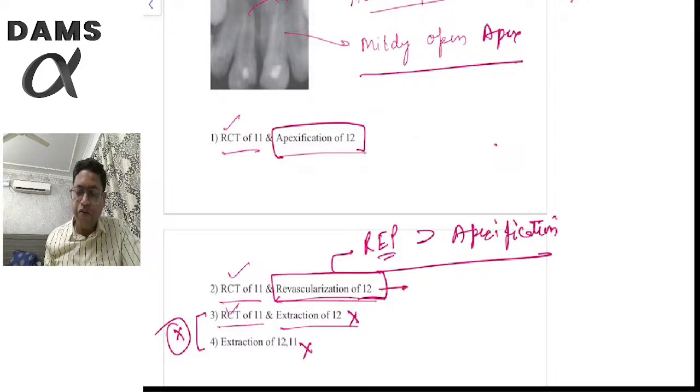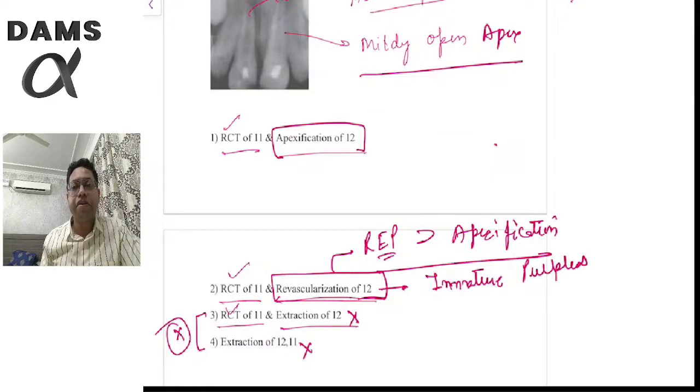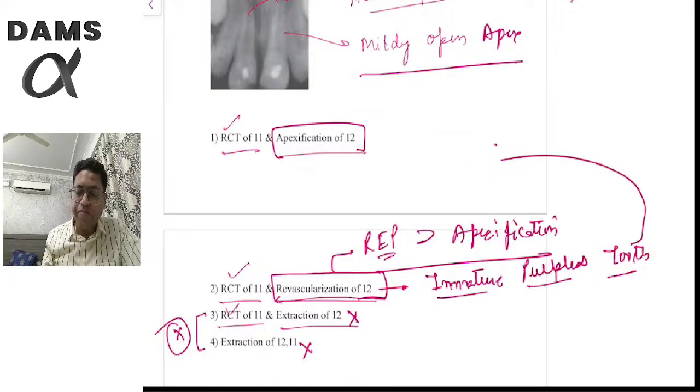1, 2. The diagnosis would be an immature pulpless tooth. There is abscess formation and the apex is not formed. So, immature pulpless tooth is 1, 2. And the best treatment for an immature pulpless tooth is always regenerative endodontic procedure as compared to apexification.